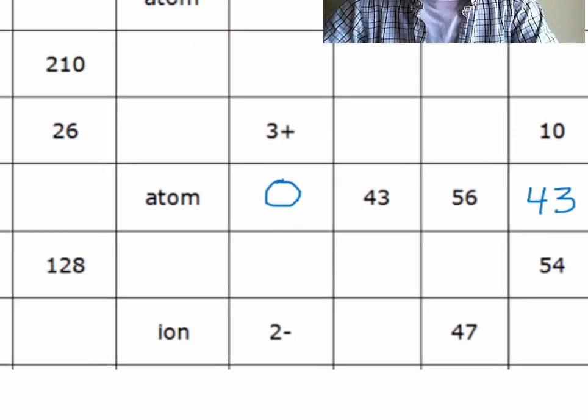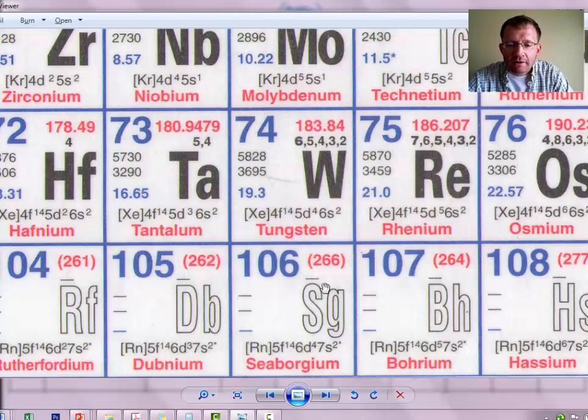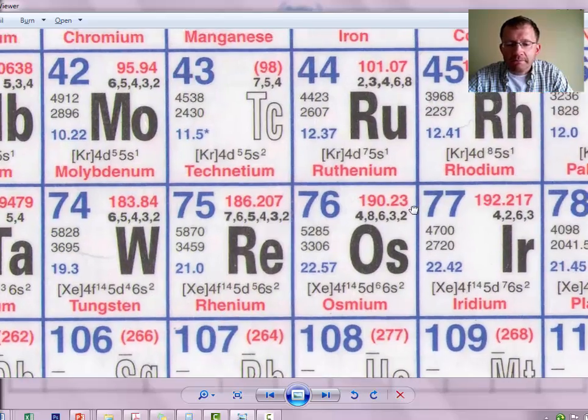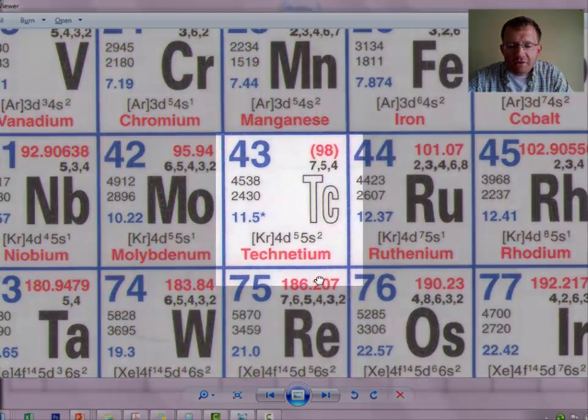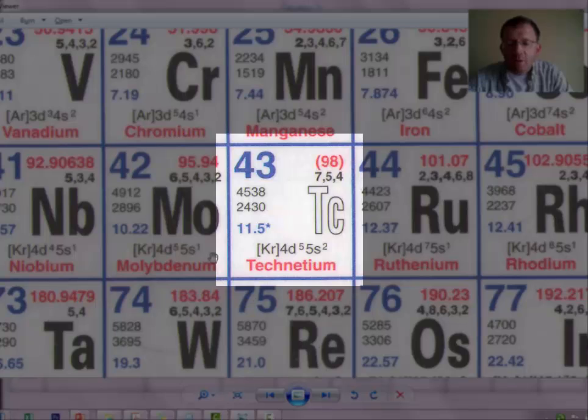Now what element is this? Let's jump over to our periodic table and take a look. Okay, 43. Oh, right here in the middle of the screen again, not too far from tungsten, is element number 43, technetium.